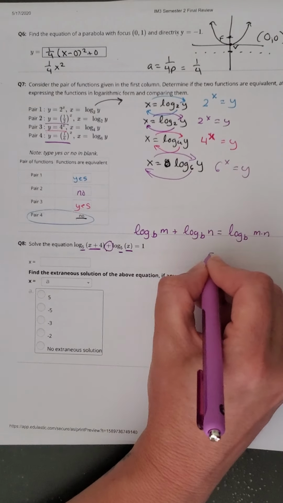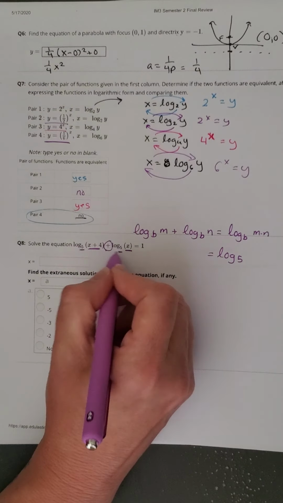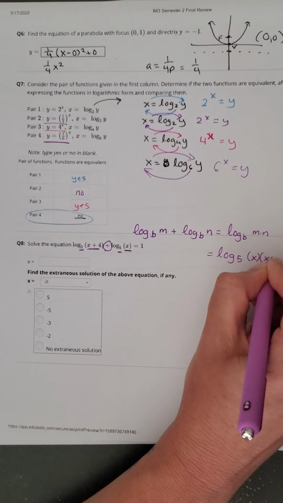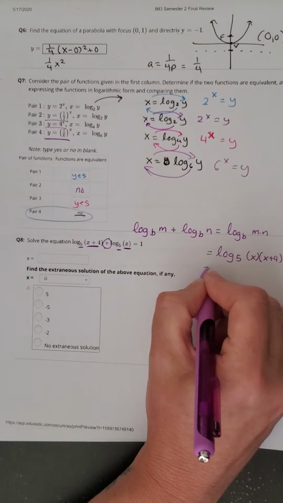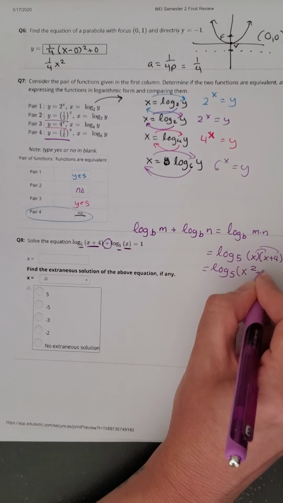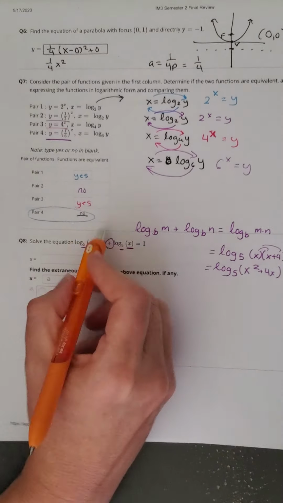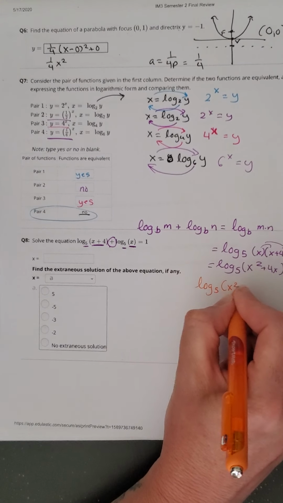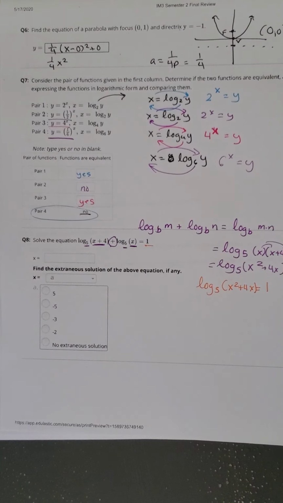So this is going to be log base 5, because the base was 5, and then it's x times x plus 4, M times n. So this is log base 5 of, distribute, x squared plus 4x. Okay, so that's my step 1. So I'm rewriting this left-hand side as log base 5 of x squared plus 4x is equal to, and then the right-hand side I didn't do anything, 1.